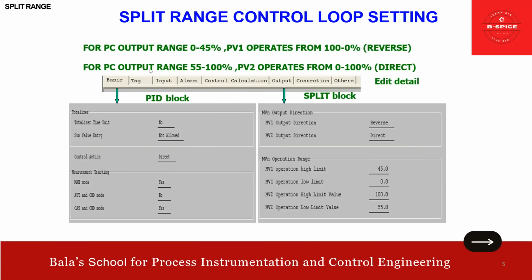Okay. Then the PC output range 55 to 100%. In that case, the PV2 operates from 0 to 100%. That is direct actually. So I hope this is clear. Just to add on, don't get confused with this PV and MV, because here we talk about PV and here we talk about MV. So hope you're aware what is PV and MV. If it is not clear, I will explain.